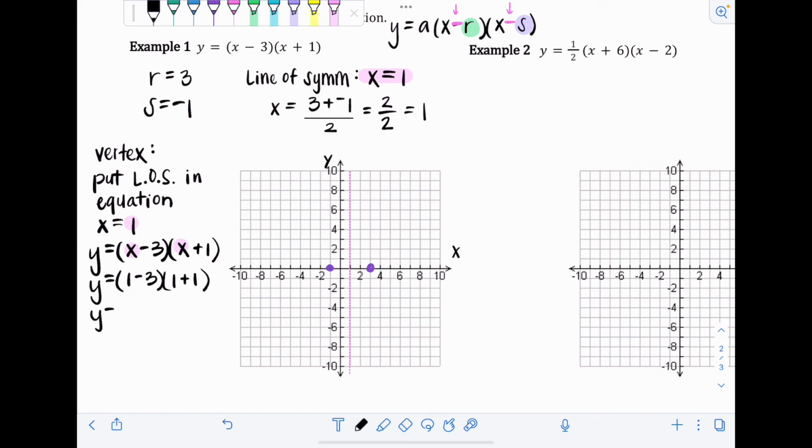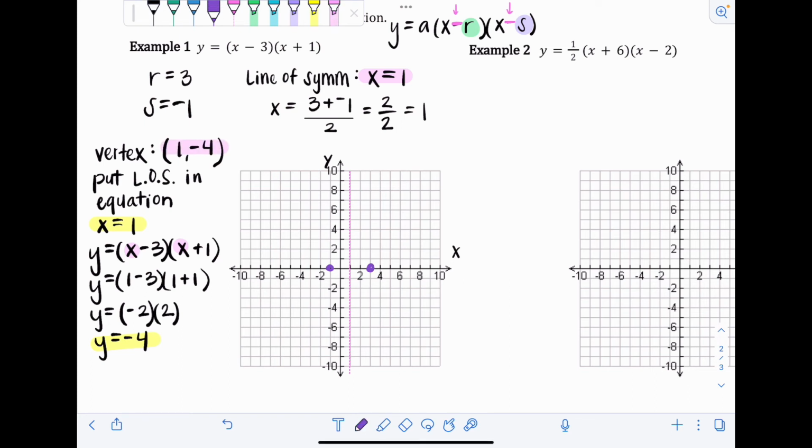And then y equals, we simplify each parentheses separately. So 1 minus 3 is -2. 1 plus 1 is positive 2. And then now I can multiply those two together. So -2 times 2 is -4. So we put in x equals 1 and we got out y equals -4. That's going to be our vertex. So the vertex, write it up here, is going to be 1, -4.